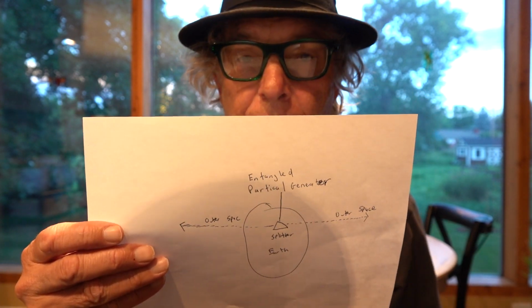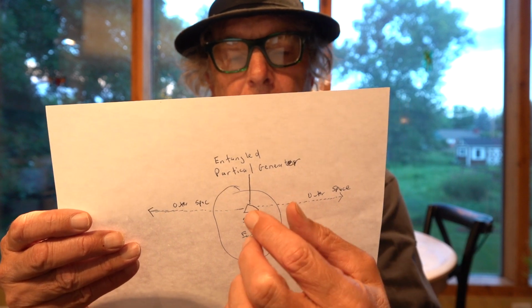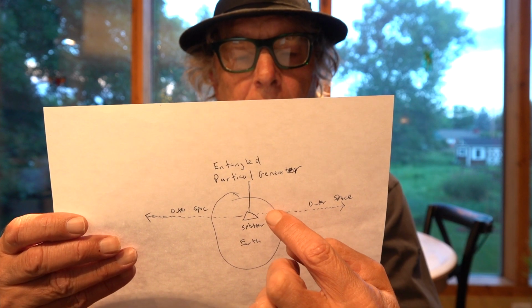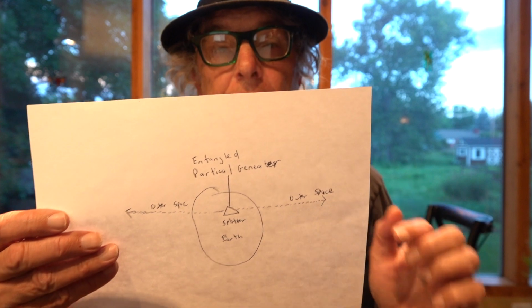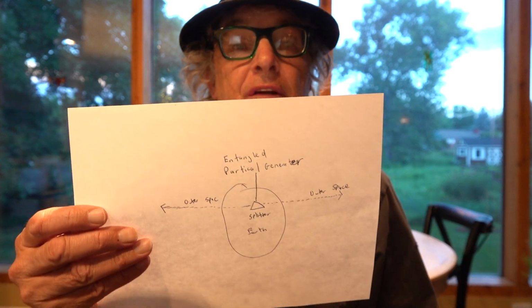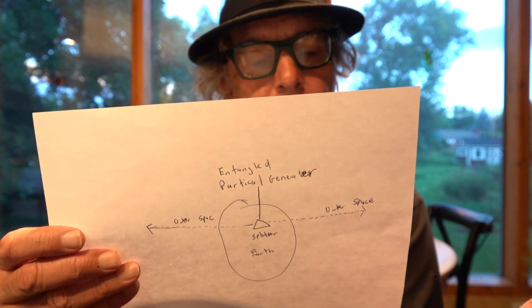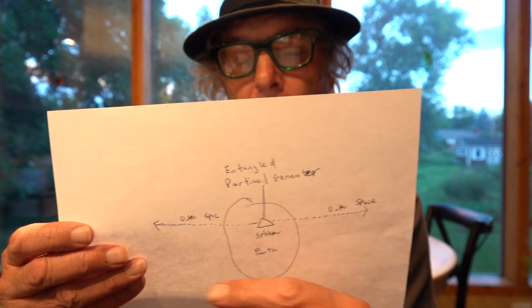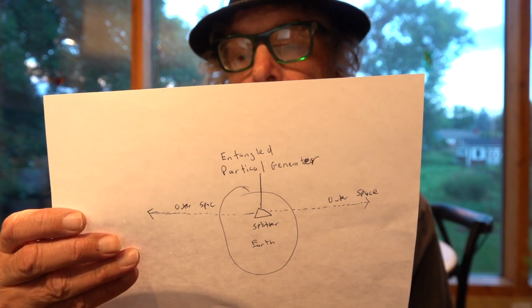So this could be an electron, a proton. The point is, it splits it into two, and now the first particle is entangled and has two manifestations of itself. One goes to my left and one goes to my right, away from Earth into outer space.